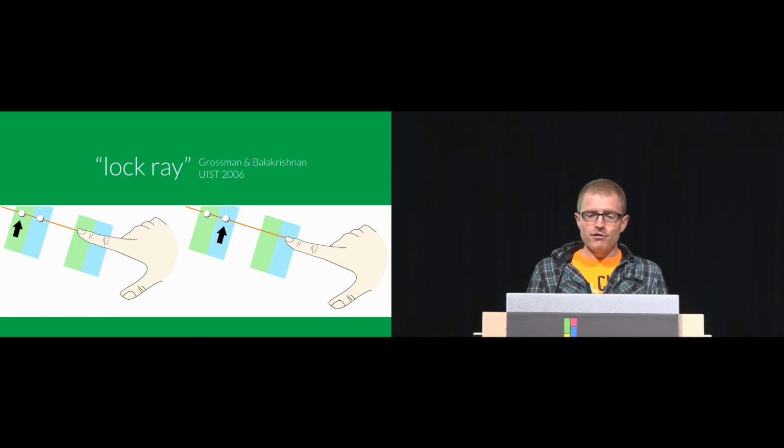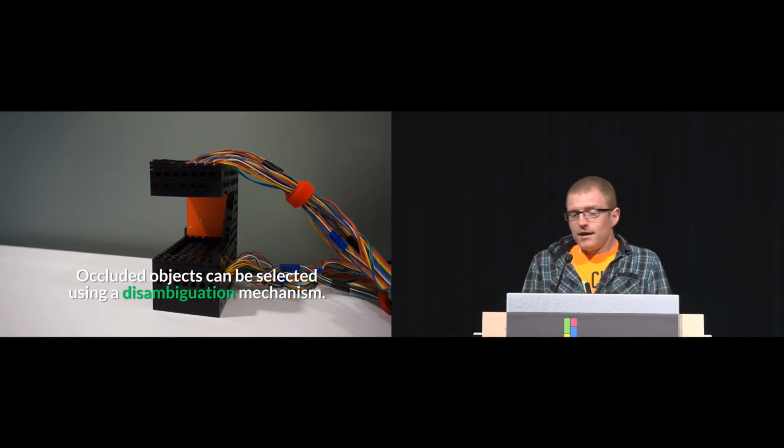There are alternatives to lock ray for dealing with occlusion, but this is a simple technique because it breaks the interaction down into 2 steps. So that makes it ideal for levitating object displays where the amount of available feedback is constrained. This is probably best demonstrated with a video.